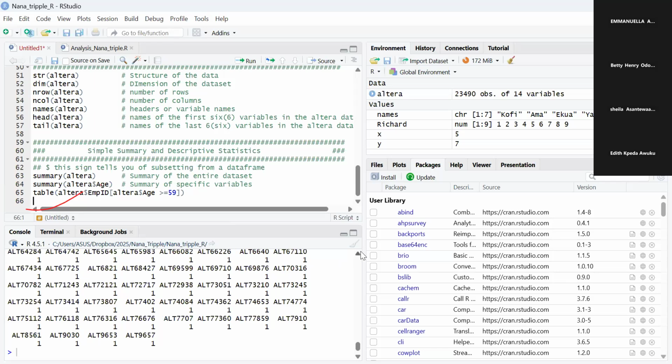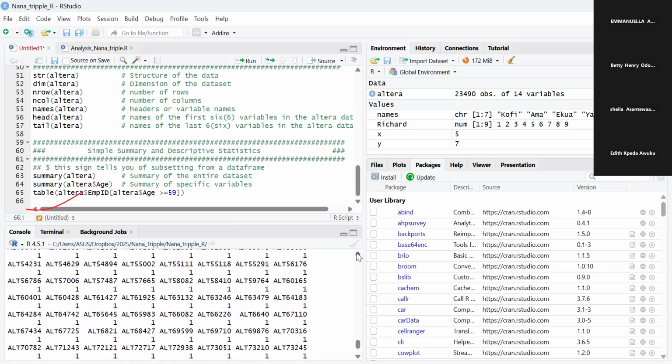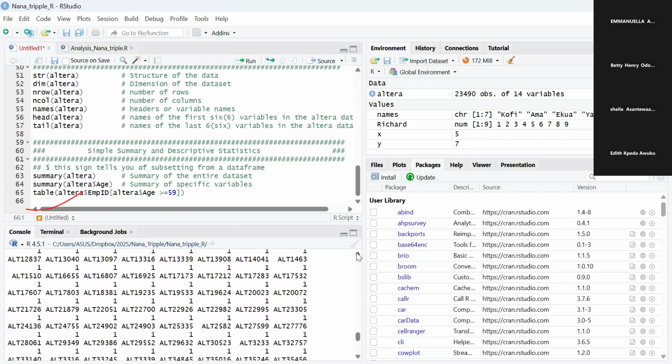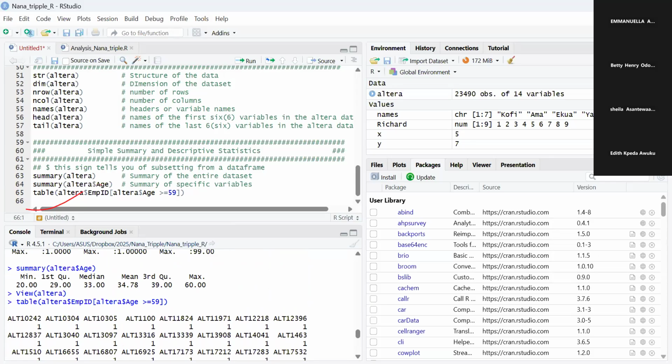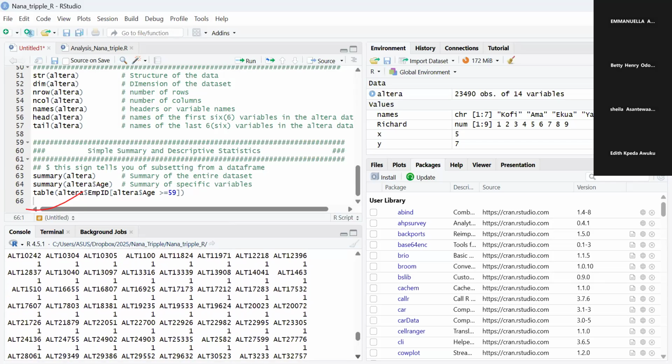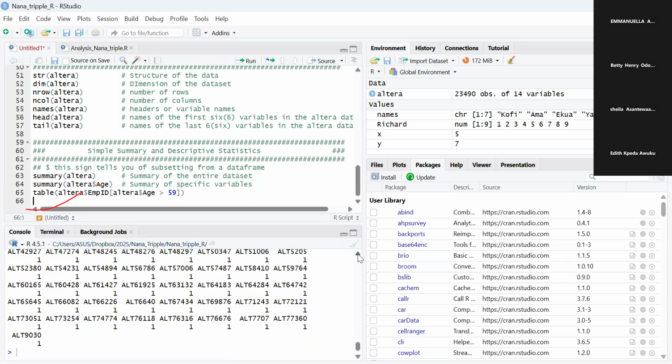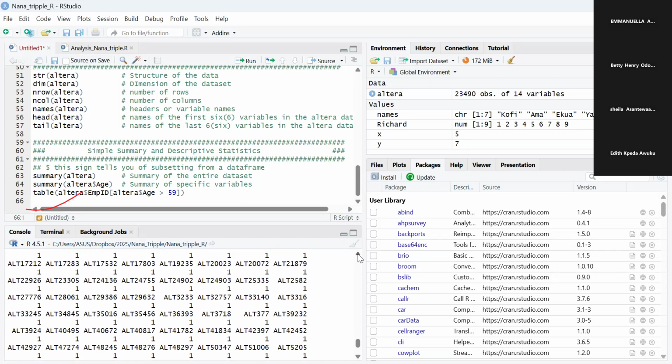So you see, it has given you all the IDs. All these people are either 59 or 60. They are either greater than or equal to 59. Let's even make it greater than 59 so that it will be 60. Of course, if you are greater than 59, you are 60, right? Let's make it greater than 59. Yes, all these people, they are 60 years.